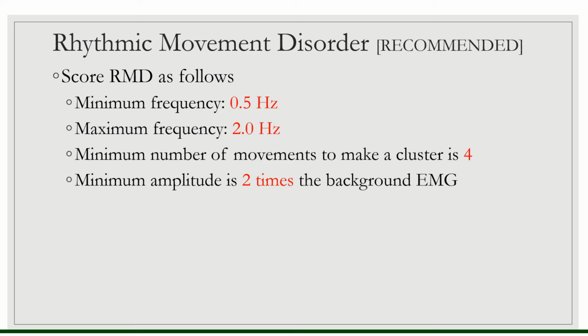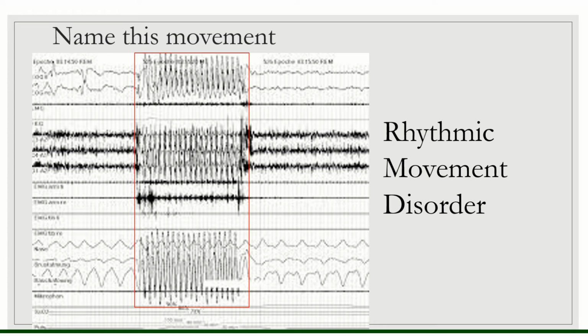We just learned that the HFT was, I think, called a train. A train is at least 4. A cluster of rhythmic movement disorder is at least 4. The ALMA and the periodic limb movement, both of those are called series, and the minimum number of movements for those is also 4. So far everything is 4. Minimum amplitude is twice the background EMG. Okay, let's go back. The minimum is at least twice the background amplitude EMG, which is what we see here. It's very hard to see, but that's what's going on here.